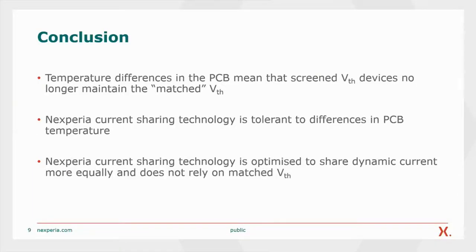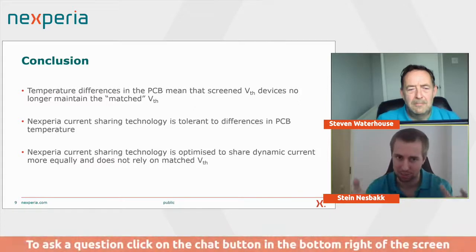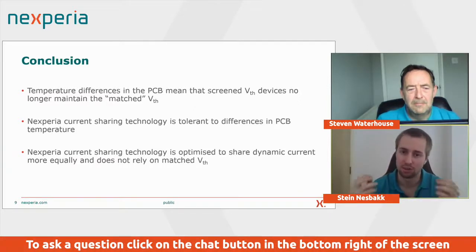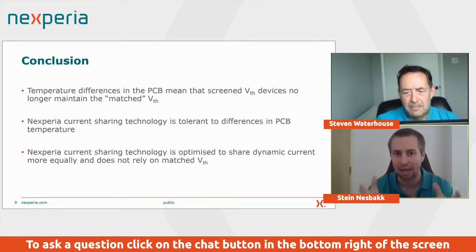So as a conclusion here, we can see that the temperature differences in the PCB mean that screened threshold devices no longer maintain the matched threshold voltage. Remember, as the temperature goes up, the threshold voltage goes down, so it changes with temperature. Now, the Nexperia current sharing technology does not rely on matching threshold voltages, so it's tolerant to these differences in PCB temperature. Also, the Nexperia current sharing technology is optimized to share dynamic current more equally, and it doesn't rely on the matched threshold voltage, so you don't run the risk that uneven temperature across the PCB will affect the current sharing capability of the different MOSFETs.